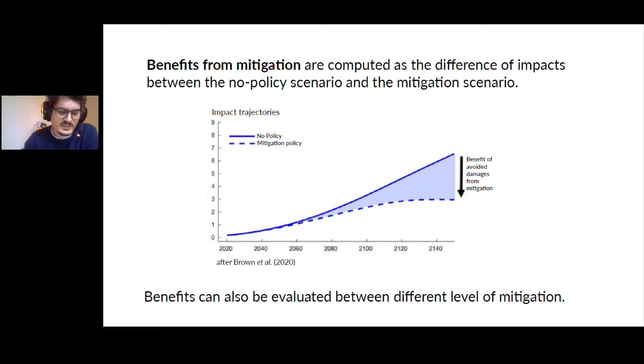In particular, we can compare the impacts in a baseline scenario where no policy occurs with the impacts in a policy scenario, for example, an RCP scenario. Or we can also compute the benefits of transitioning from one level of mitigation to another, for example, between 2 degrees and 1.5 degree scenarios, or also between scenario designs. So for an integrated assessment model, this would require evaluating the climate change impact for different development pathways.